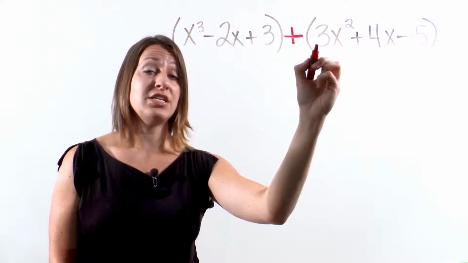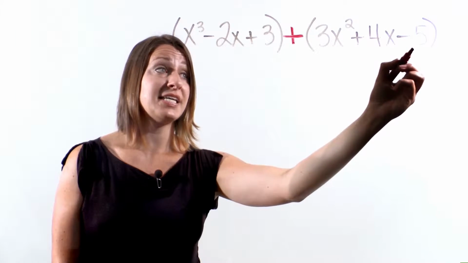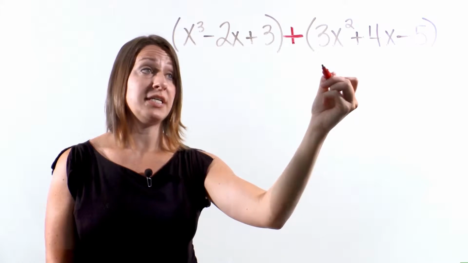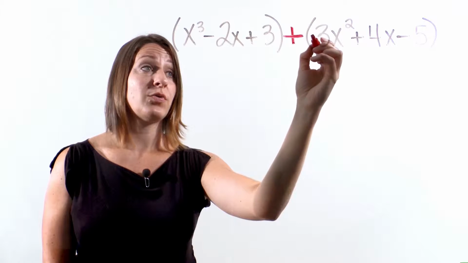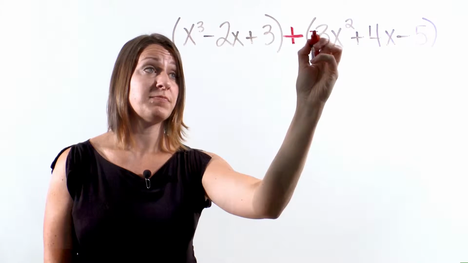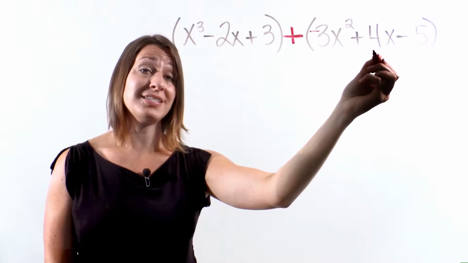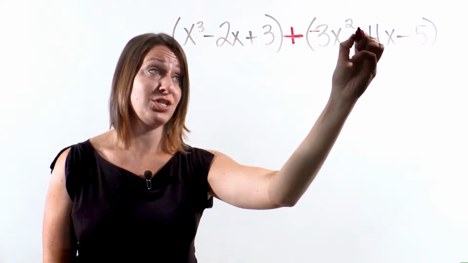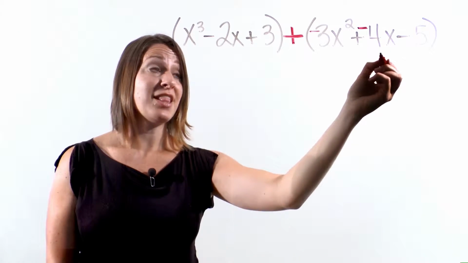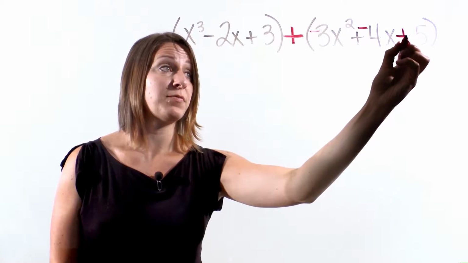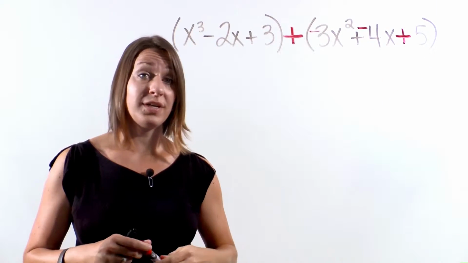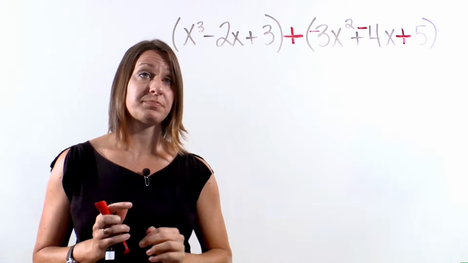Then we will have to change the signs of the second trinomial to the opposite. Here we have a positive 3x squared. We're going to change that to a negative. We have a positive 4x. Well, change to a negative. And then we have a negative 5, and that changes to a positive 5. Now we're ready to collect like terms.